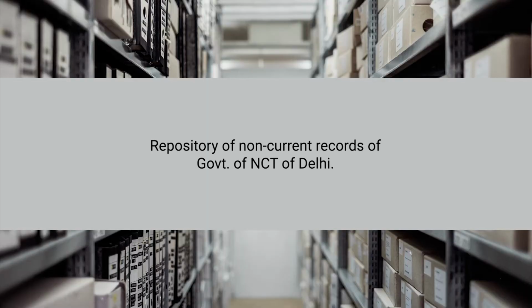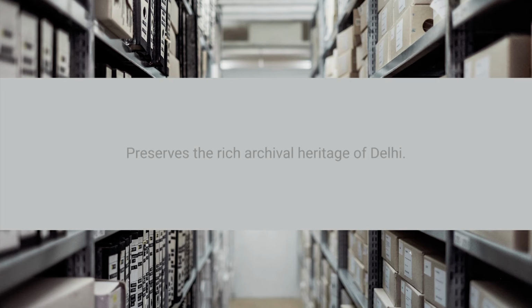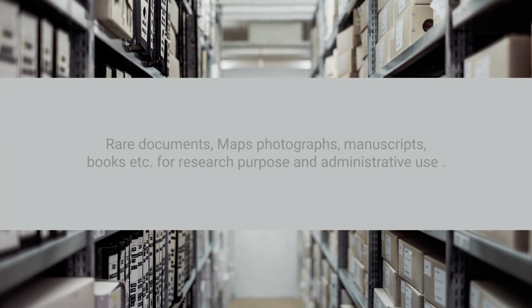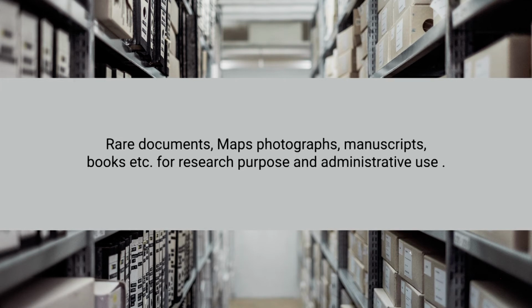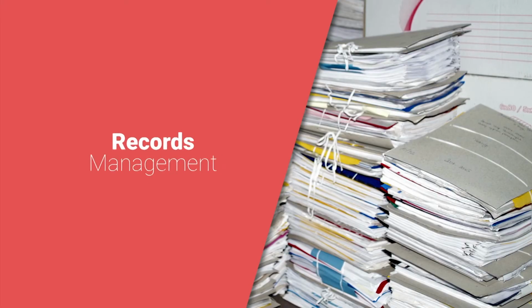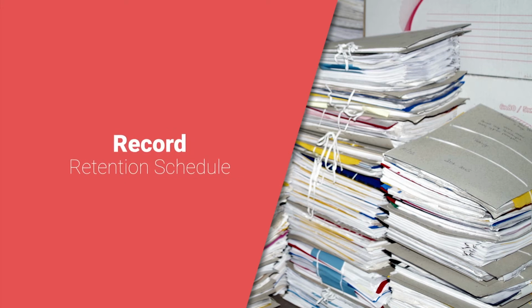Then we have another example, it is Delhi Archives. It is a repository of non-current records of Government of NCT of Delhi. It preserves the rich archival heritage of Delhi. It holds rare documents, maps, photographs, manuscripts, books, etc. for research and administrative purposes. Then what does it do? Its various activities include records management, records appraisal, record retention schedule.